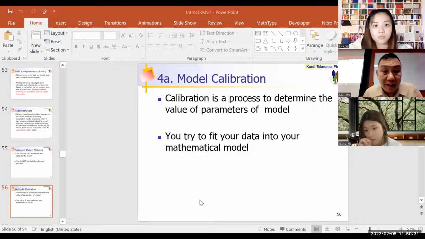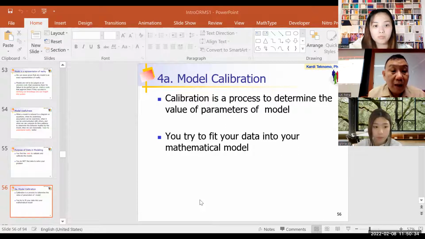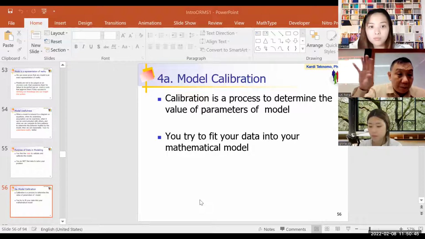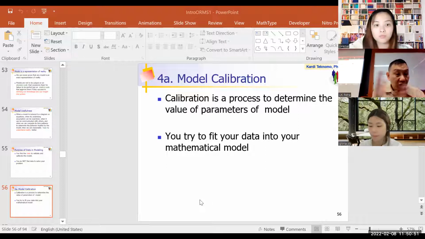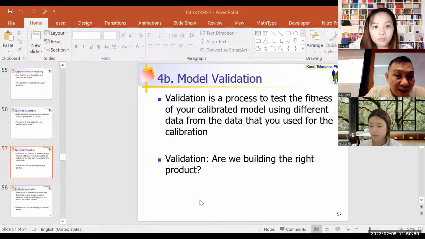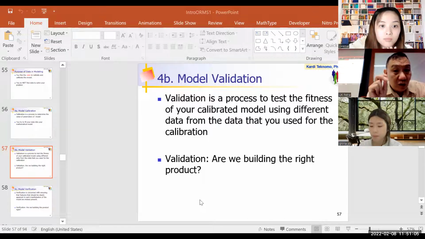So, in model calibration, what is model calibration? It's a process to determine the parameter. Remember earlier, level 1: you have the input, you have the output, you have the model, you get the parameter alpha. So this is called model calibration. You fit the data into the model. The second is called model validation. What's the difference? Validation is a process to test the fitness of your calibrated model. That means your model is already calibrated.